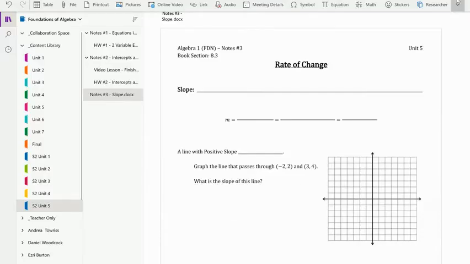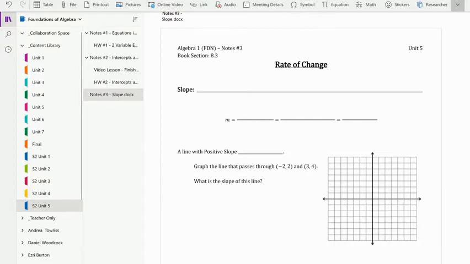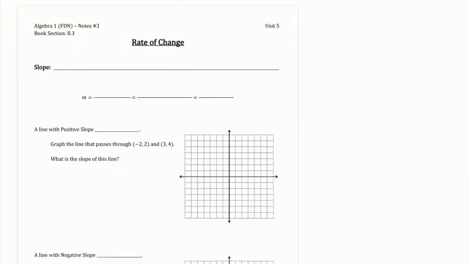All right, we're ready for our next set of notes. We finished up notes on intercepts and graphing with tables. Now we move on to what usually everybody remembers with graphing linear equations, and that's with slope. So we're going to talk about rate of change and slope today with linear equations.